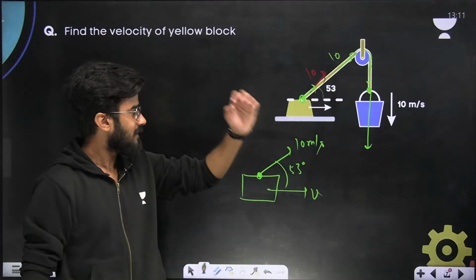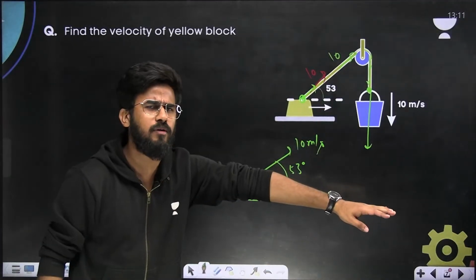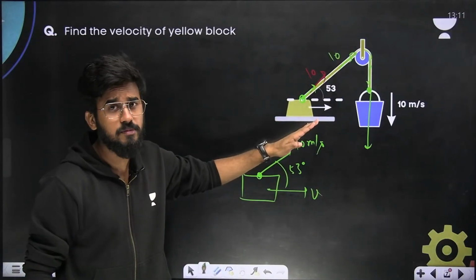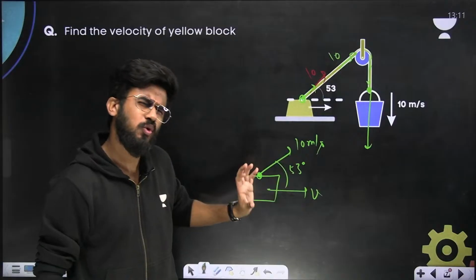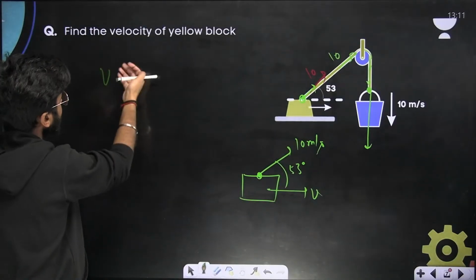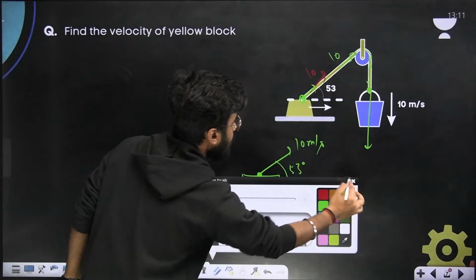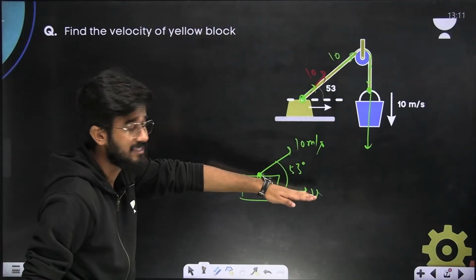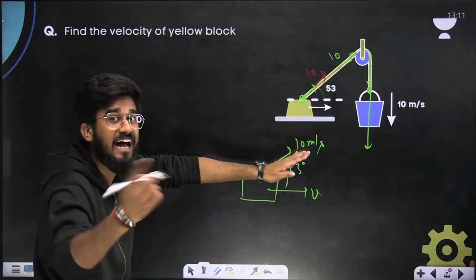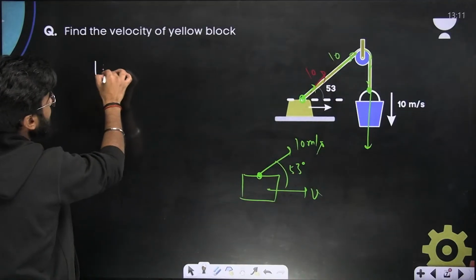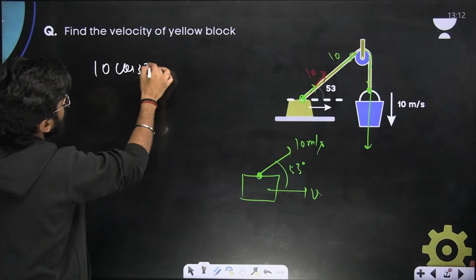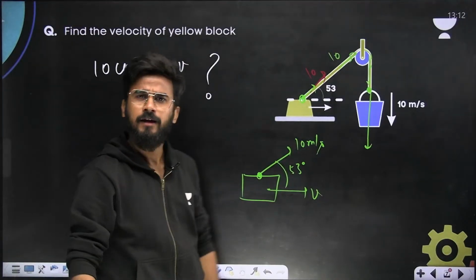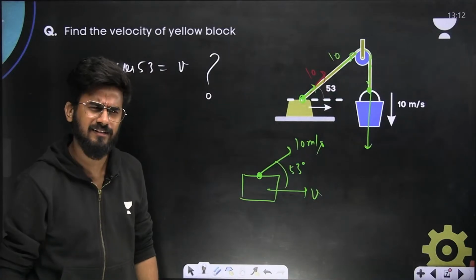We know that the block will be moving in this particular direction. So we will say that this particular velocity is 10 meters per second and this angle is 53. So can we write that this 10 meters per second will have a component along this direction? So we can simply say 10 cos 53 is equal to v. Can we write like this? Yes or no?